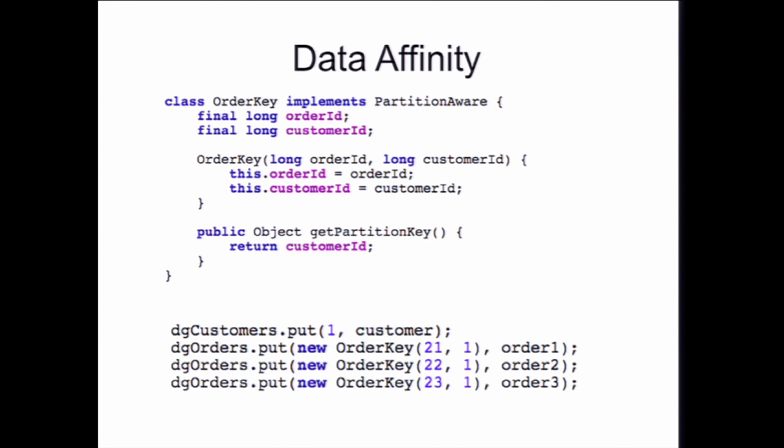So for those cases, most of the products will have a data affinity feature. Try to utilize that. For example here, order key will be partition aware, meaning it implements something like PartitionAware. It will be different, of course, from product to product, but something similar. And it tells you that the partition key is the customer key actually. So that way your orders and the customers are going to be sitting on the same node. Okay.